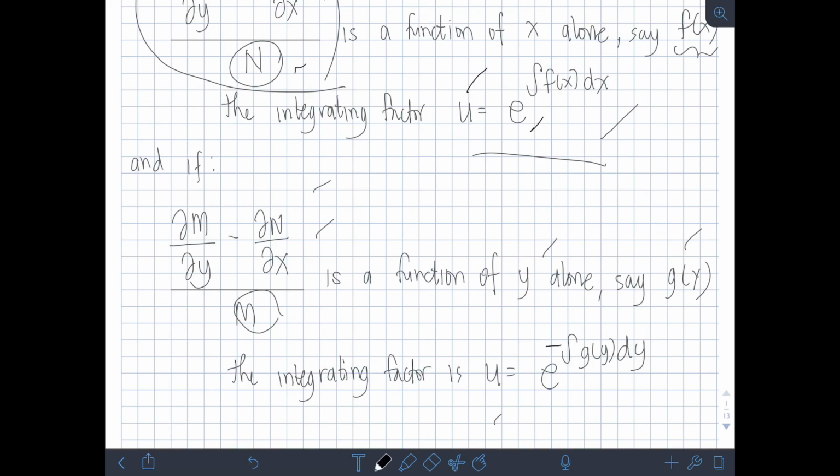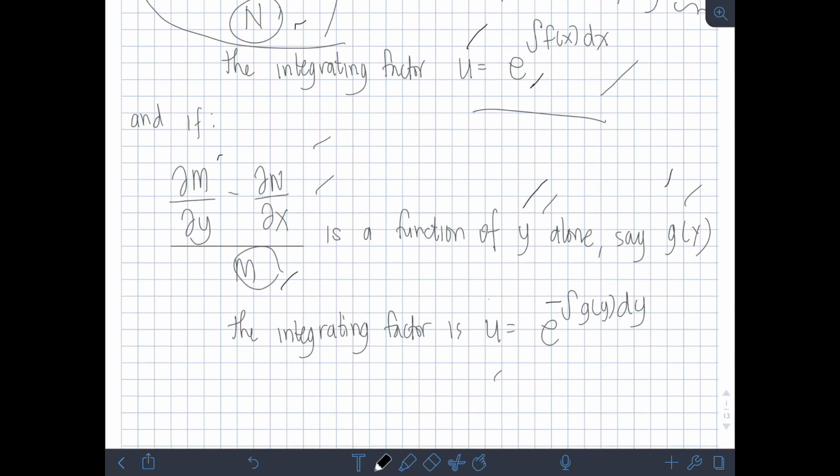Kapag naman yung partial derivative of M with respect to y minus partial derivative of N with respect to x over M naman, ang kinalabasan ay function of y alone, let's say g of y, yung integrating factor nyo na u ay equal this time sa e raised to, take note of the negative, integral of g of y dy. Okay? And then, pag nakuha nyo na yung integrating factor na u, either function of x or function of y alone, imumultiply nyo both sides of the non-exact DE by this integrating factor. Then, kalalabasan ay magiging exact na yung DE. Then, tsaka nyo i-apply yung natutunan nyo sa dalawa kong videos, either yung long method or yung alternative solution for exact DE para masolve nyo 'tong DE.